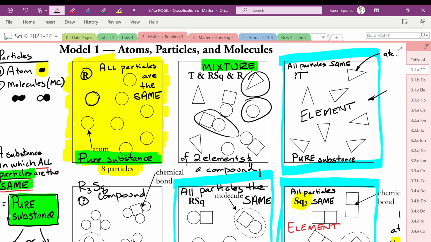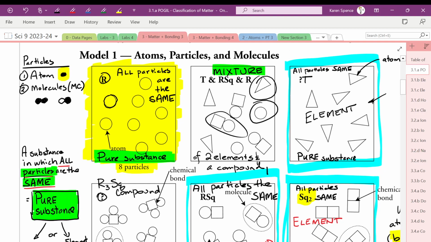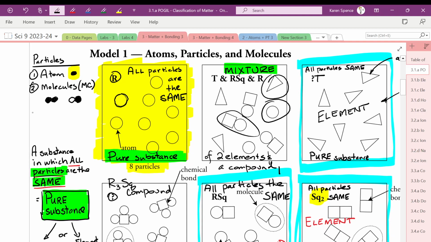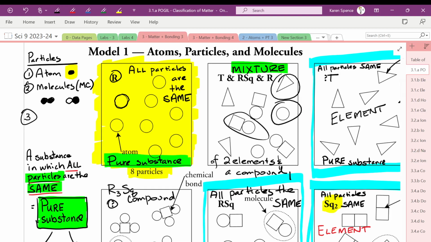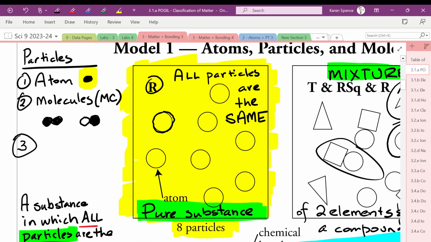And there's just one thing I wanted to add on here before we move on. And that is, there are more than two types of particles. I want you to think back to your last unit and see if you can remember a third type of particle. There are atoms, there are molecules. Can you think of another type of particle? Yes. Sorry. What were you going to say?